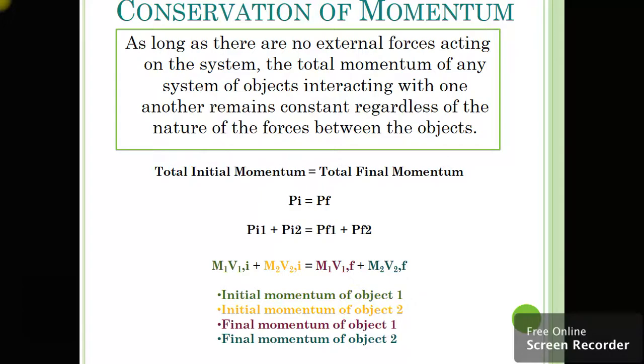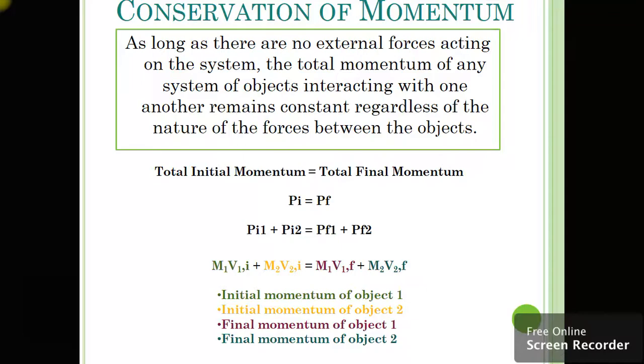Now, the total momentum of the system, if we're talking about two different objects that come together and collide and then go off in two separate directions, the object number 1 and 2. So object number 1 has an initial momentum and a final momentum, and same for object number 2. That's the third equation down.